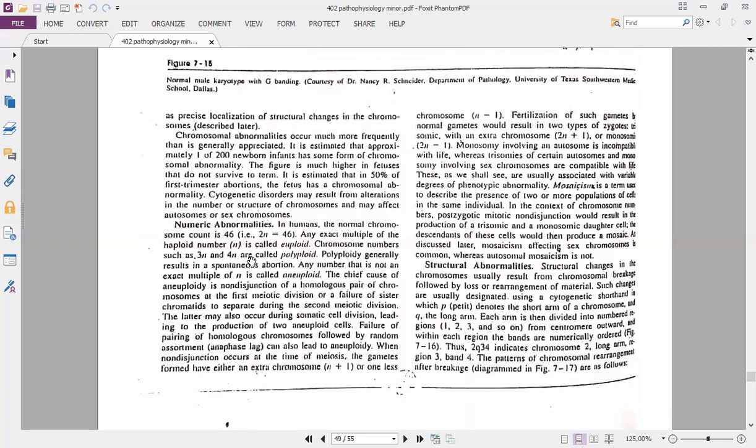Chromosome numbers such as 3n and 4n are incompatible with life, and even if a zygote forms because of this, it leads to spontaneous abortion. Only we humans with diploid conditions are born. But a number which is not an exact multiple of n is called aneuploid.